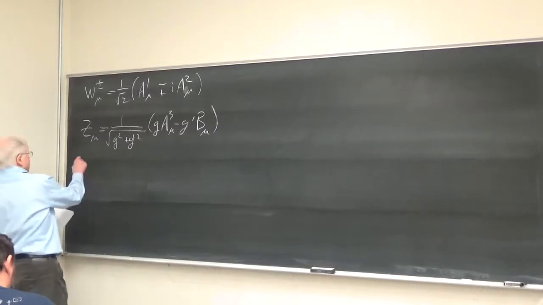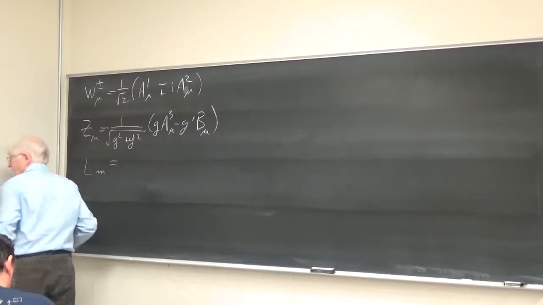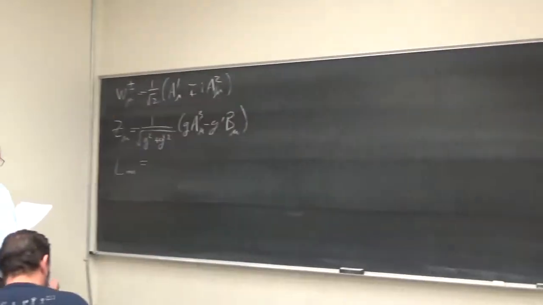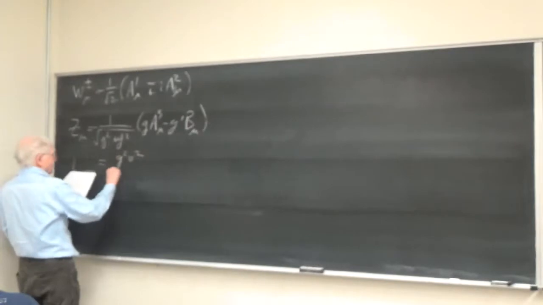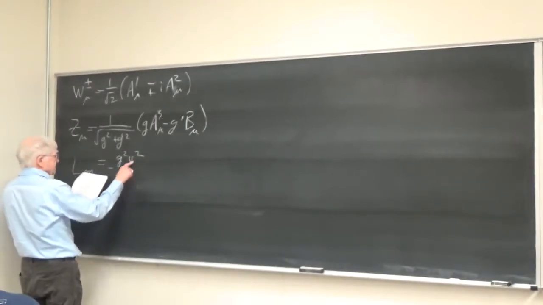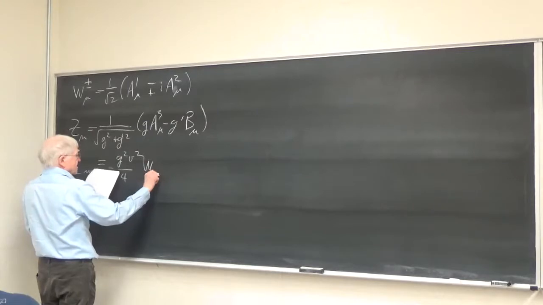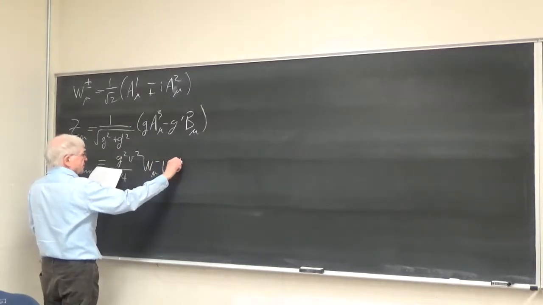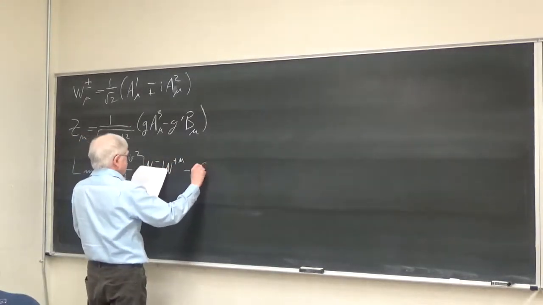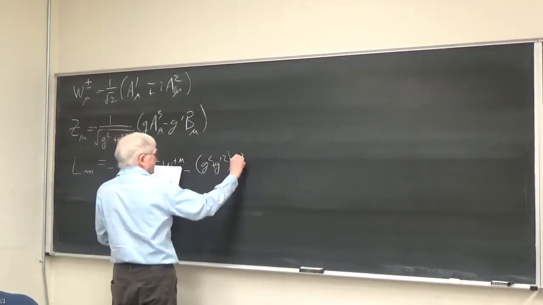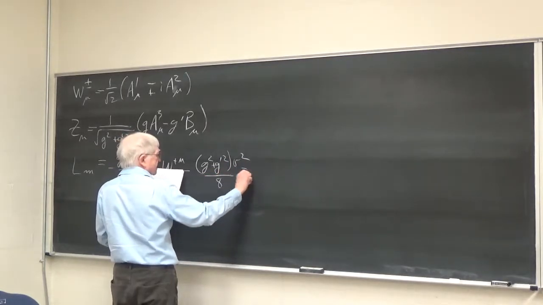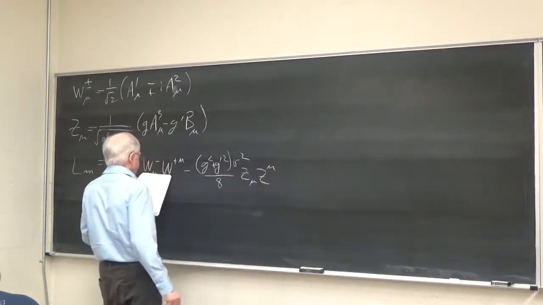These mass terms then are, in fact, I should have called it L sub m. L sub m, in terms of all these, boils down to something you can write rather simply: g squared b squared over 4 W minus mu W plus mu, minus g squared plus g prime squared v squared over 8 Z mu Z mu.